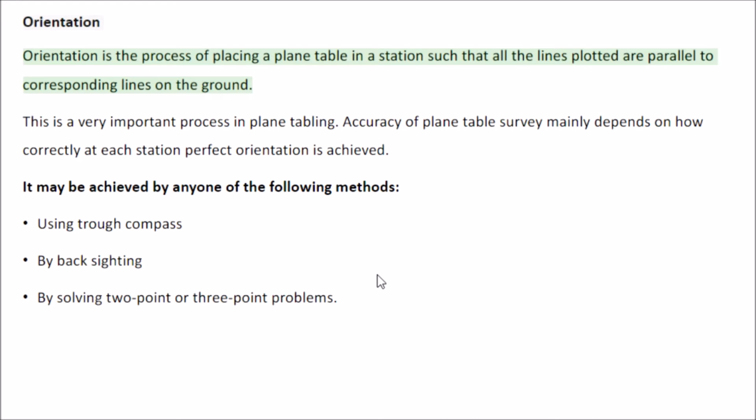Orientation is the process of placing a plane table at a station such that all the lines plotted are parallel to the corresponding lines on the ground. This is a very important process in plane tabling. The accuracy of a plane table survey mainly depends on how correctly perfect orientation is achieved at each station. It may be achieved by any one of the following methods: using a trough compass, by backsighting, by solving 2-point or 3-point problems.